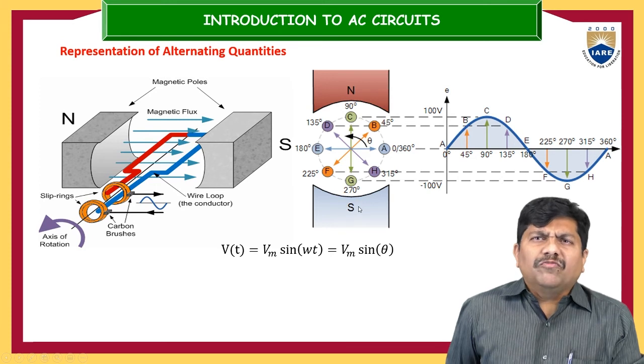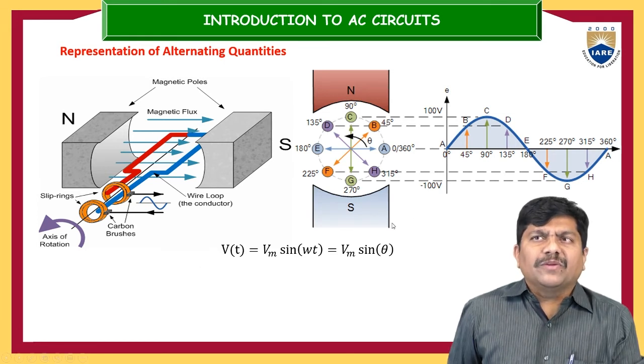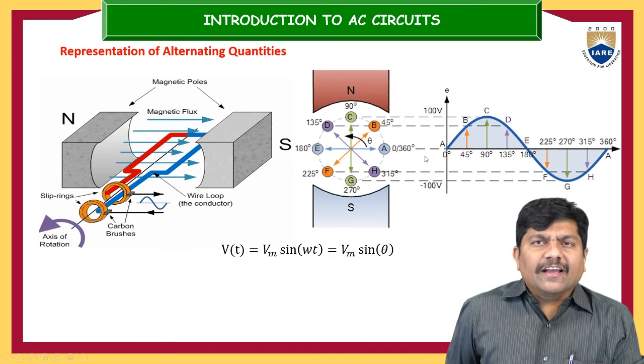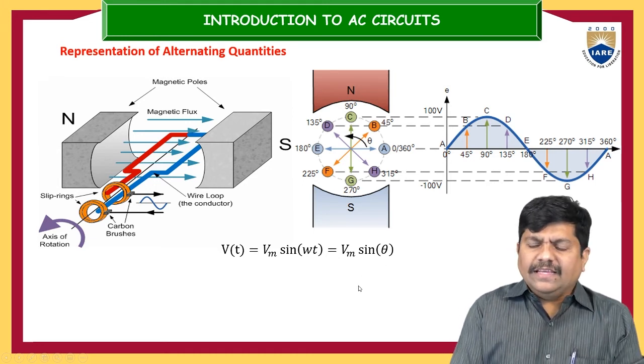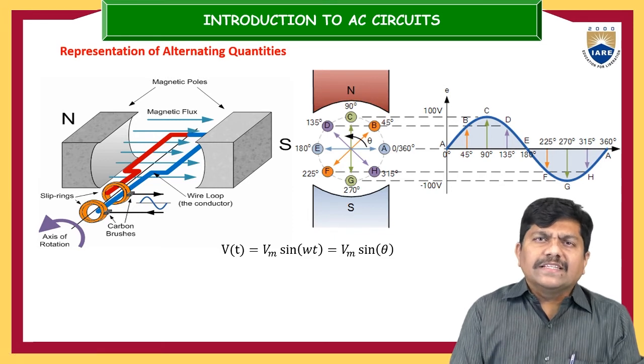So why are alternating voltages, instantaneous voltages, or alternating currents represented in sinusoidal fashion? Whenever a conducting system is placed inside a magnetic field, you can see some induced EMF. That induced EMF will be in sinusoidal fashion. So V of t is equal to V max into sine of omega t. Omega t is nothing but the angular displacement, you can write it as theta. Like this, we can say that an alternating voltage is exactly in sinusoidal form.